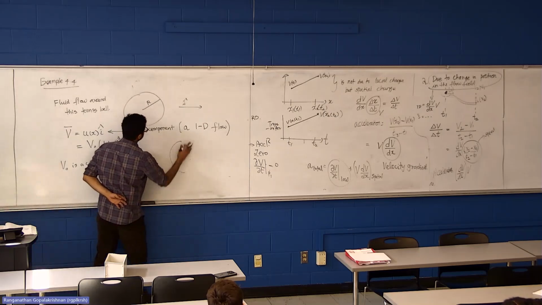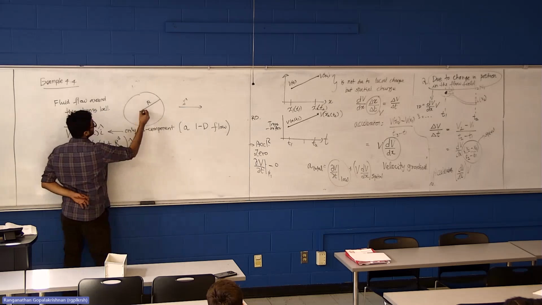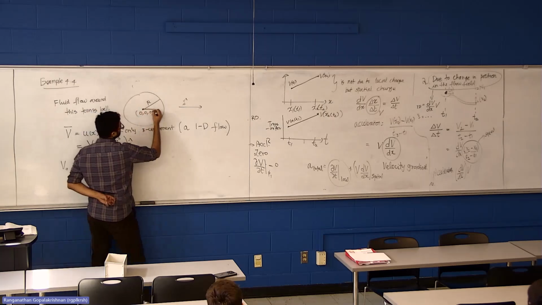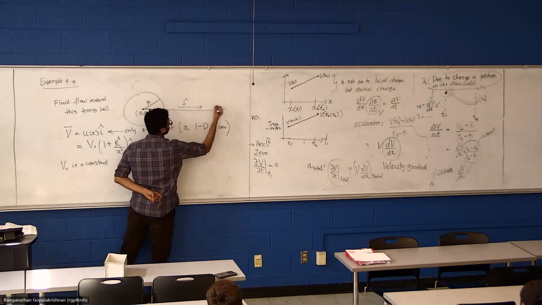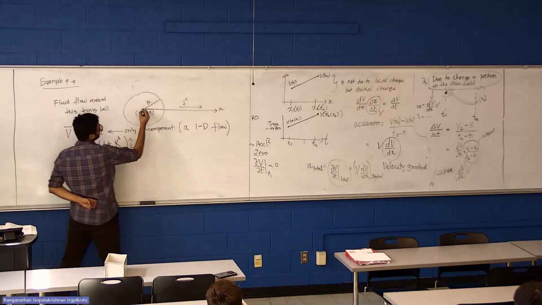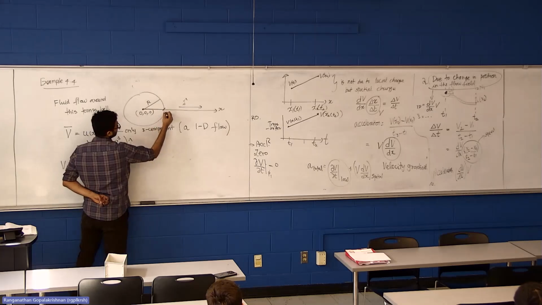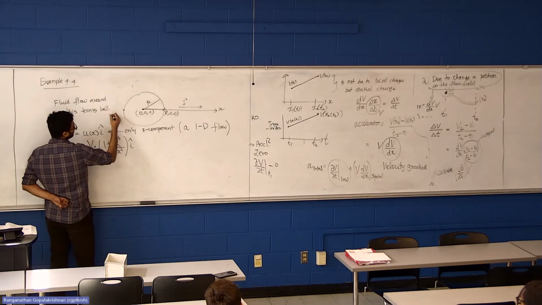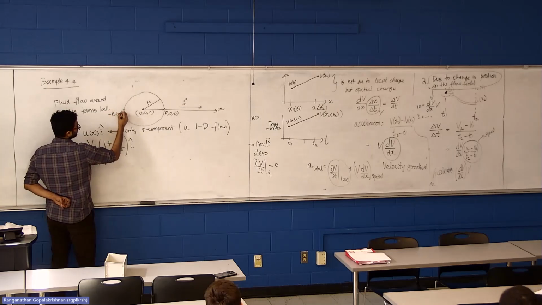Not only that, if you think of this object, let's say we define the center over here, 0, 0, 0, and this is the x-axis. So this is a sphere, which means this point is r, 0, 0, and this point on the other pole is minus r, 0, 0.